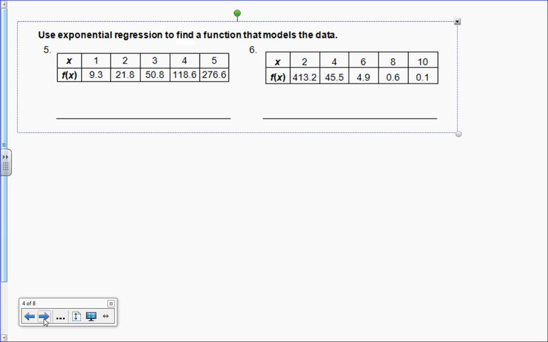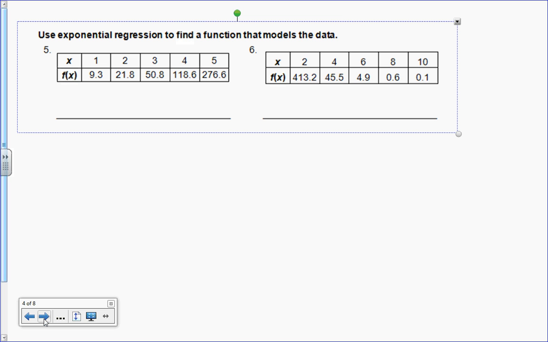All right, let's move to the next set. We're going to use exponential regression to find a function that models this data. So we start with stat, hit enter, and we're going to plug in our data. You're going to plug 1, 2, 3, 4, and 5 in for x, and then you're going to plug those decimals in for y, 9.3, 21.8, 50.8, 118.6, and 276.6. After you plug them in, you'll hit stat, go over to calc. Exponential regression is down at 0, so you hit enter down there, go to calculate, hit enter.